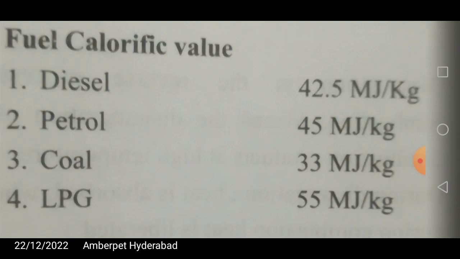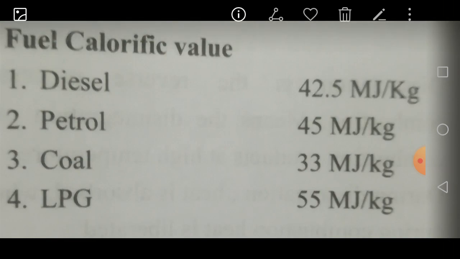Diesel and petrol are very important, friends. Diesel has 42.5 megajoules per kg. These are mostly liquid and solid fuels, and LPG is, of course, a gas. Even then, though it would normally be mentioned per meter cube, it is mentioned on a per mass basis, 55 megajoules per kg.